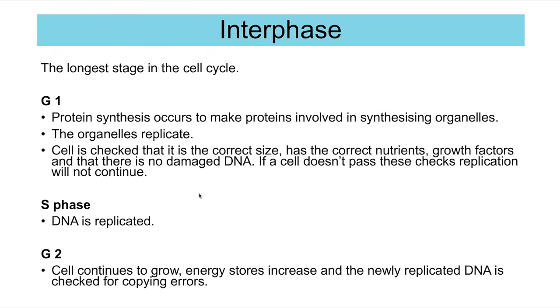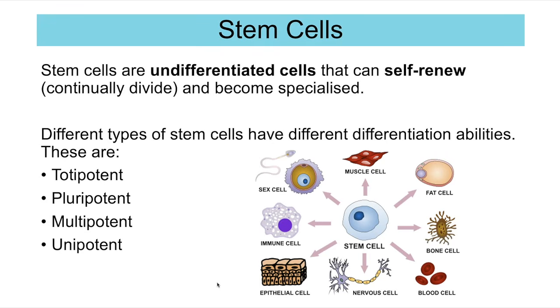And then the last part of interphase is G2, and this is when the cell continues to grow, so that when it does split, the two cells are the same size as the original cell. It also has energy stores that are increased, and the newly replicated DNA is checked for any copying errors. And if any errors are found, those are either corrected or the cell is destroyed to make sure that these mutations aren't going to be replicated in multiple cells.